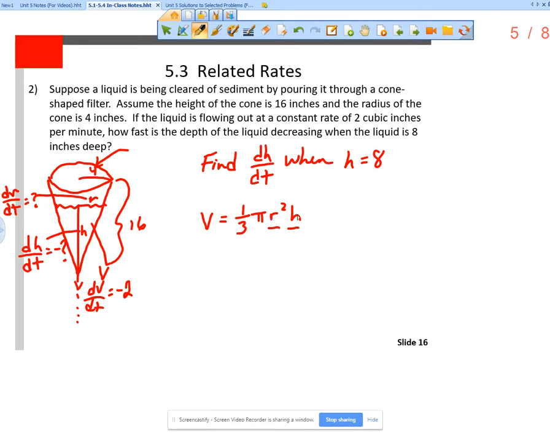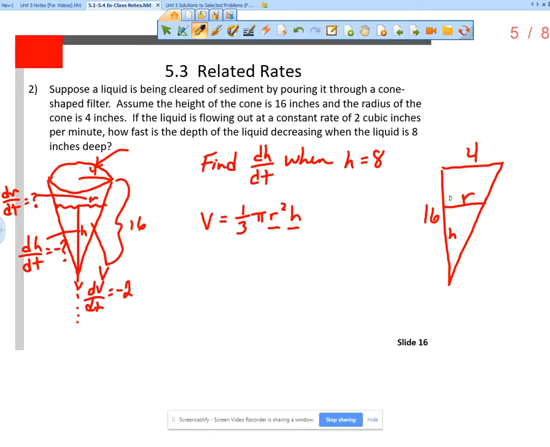So what we actually want to do is get rid of one of these, and we will get rid of r because we don't want to know that. All right, so how do we do that? Well, I want to take this picture and redraw it over here. If I draw half of the cone two-dimensionally, I have a right triangle, where this is 4, the radius of the cone, and this is 16. But then inside of that, I have the liquid, which has a radius of r and a depth of h.